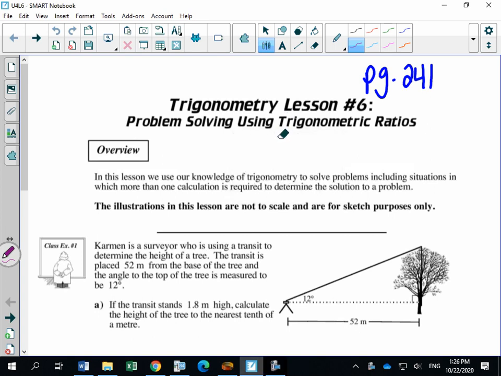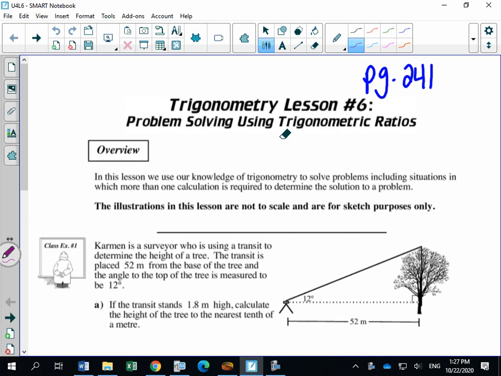Okay, so this video is going to be for lesson 6 in trigonometry, and it corresponds to page 241 in your workbook, so make sure that everybody's open to page 241. This should be a really quick lesson. We are only going to do 2 examples. So 2 examples we're going to go through, and then I think I have 3 homework questions for this.